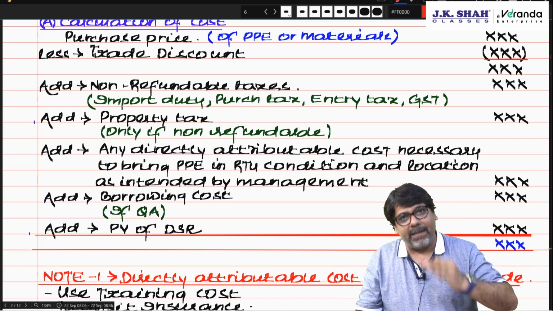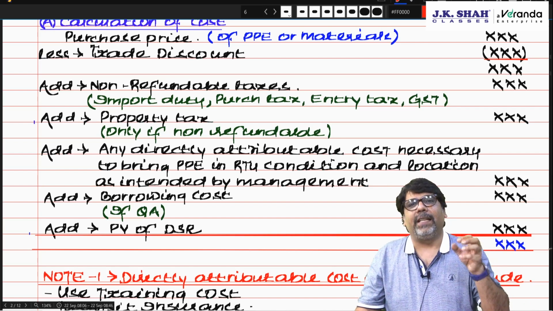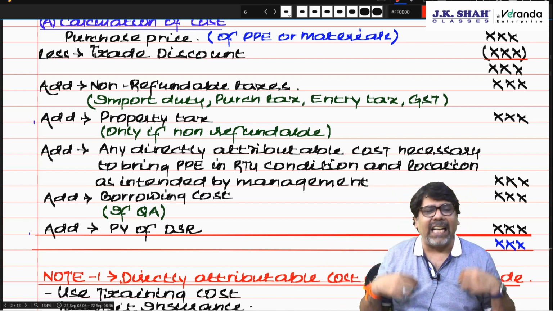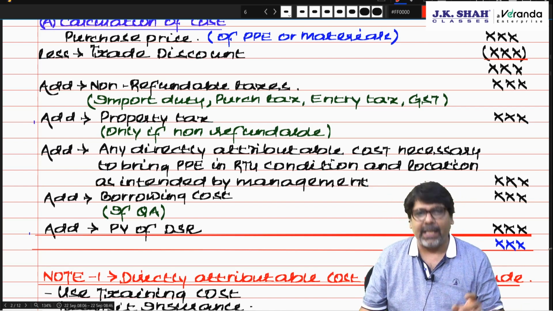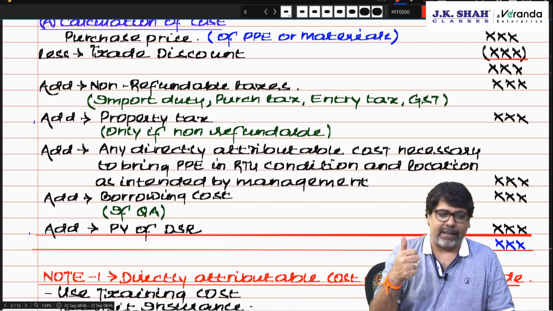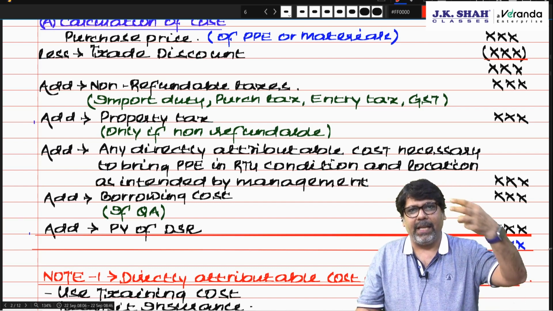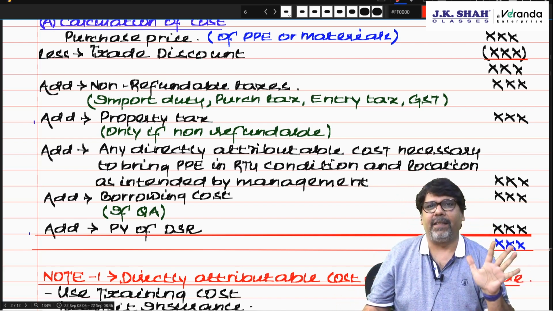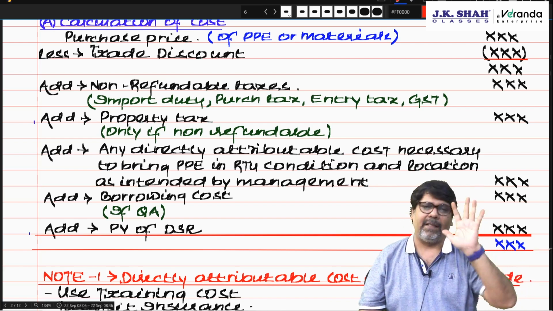Then any expenses incurred on the asset to bring the asset to its ready to use condition and its present location as intended by the management. All those expenses should be added. Correct? Borrowing cost if it is a qualifying asset, and present value of DSR. So what is added? Non-refundable taxes, property tax, expenses incurred to make the asset ready to use, borrowing cost and present value of DSR.